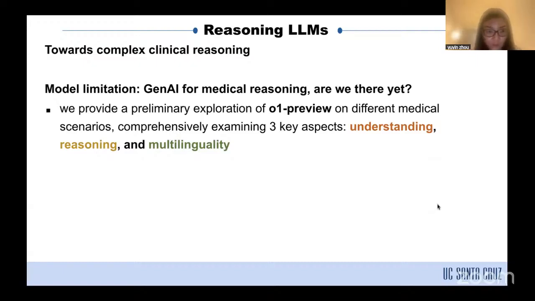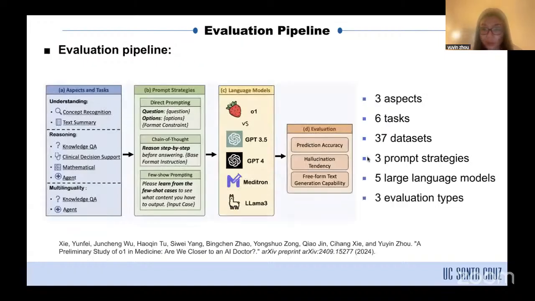motivated by the very successful O1 that was released by OpenAI last year, we want to ask whether this extended reasoning paradigm can really improve the medical reasoning. So we provide a preliminary exploration of the O1 preview on different medical scenarios to comprehensively examine three key aspects: understanding, reasoning, and multilinguality. And this is basically our evaluation pipeline, and this is the arXiv paper from our group.